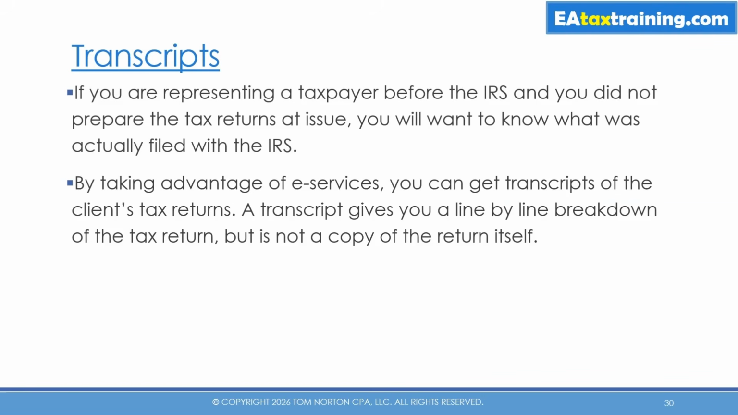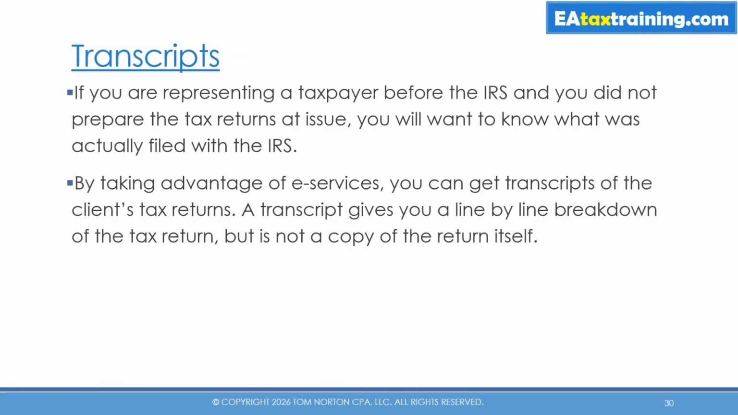If you did not prepare the tax returns at issue, you want to get a copy of them, but you'll also want to go and get a transcript so you can see what was actually filed with the IRS. You want to make sure that the tax return copy you're looking at has all the same information that the IRS has on file. So you say, well, why would that be different? Well, there could be a variety of reasons. But one of the common ones is that there was some sort of amendment done to that tax return and you don't have a copy of that amended return, or the client doesn't give you a copy or doesn't even know the amended return exists.